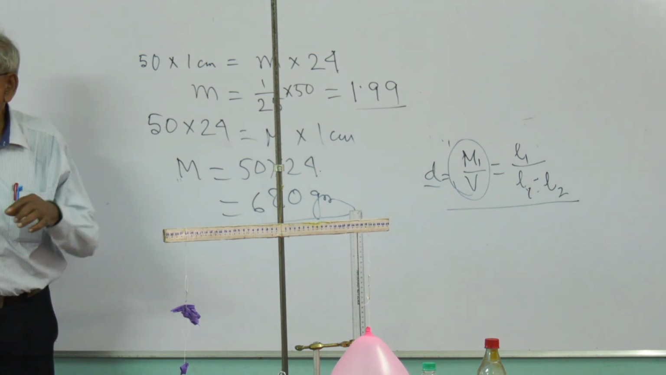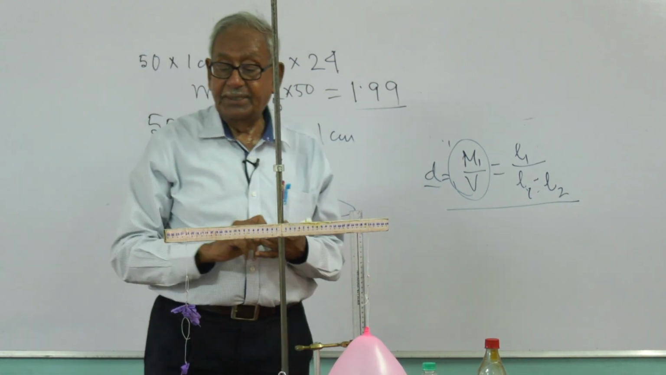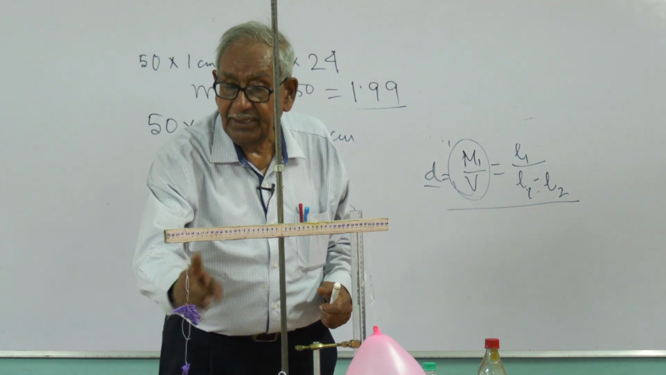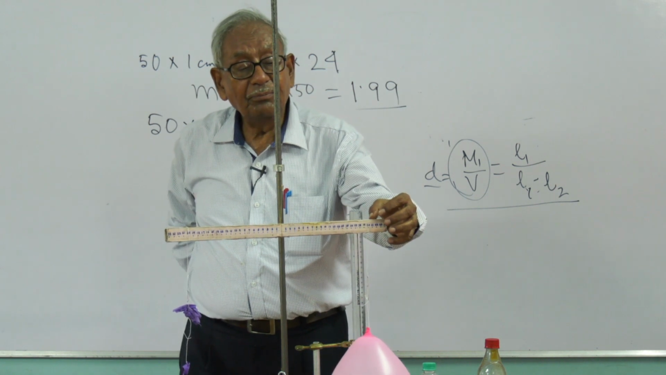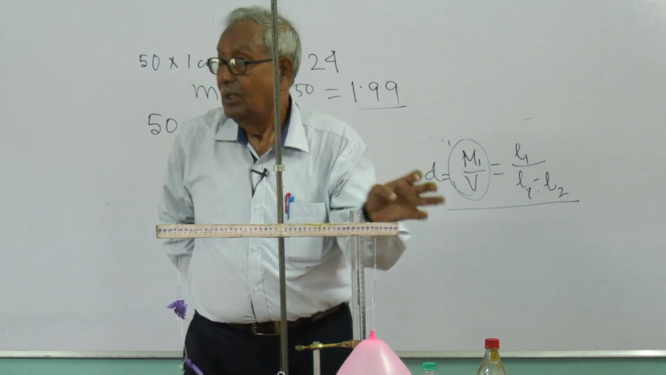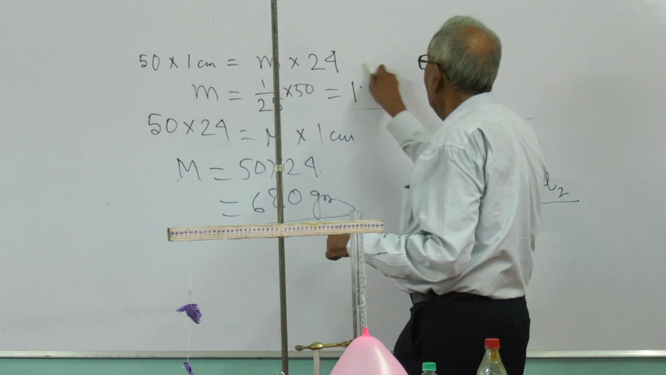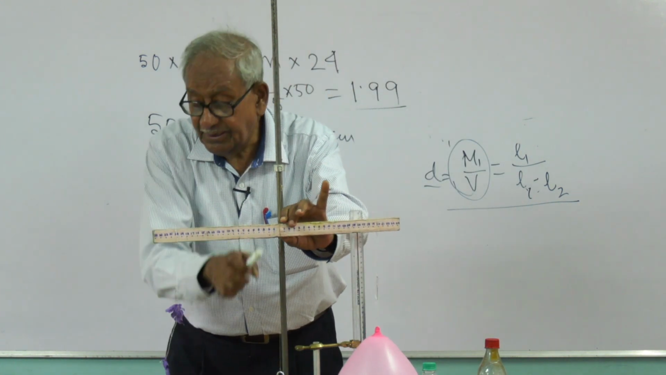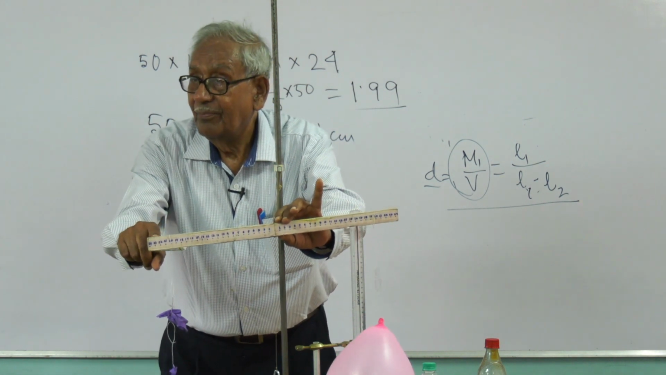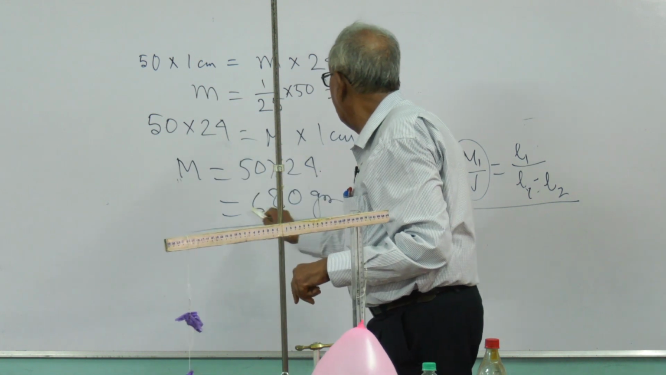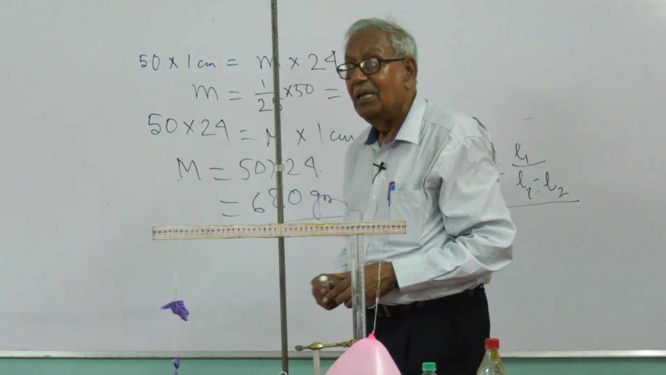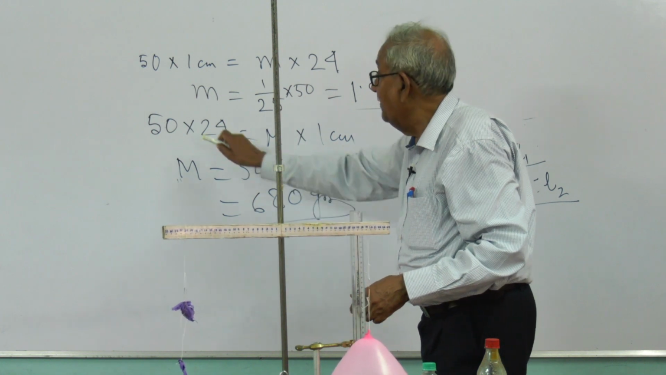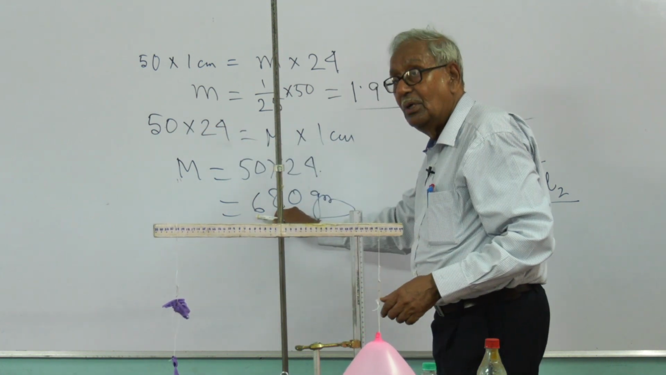Can you follow it? Let me repeat it again. We have taken a single 50 gram. I have hung it on your left hand side, this side, and put it at 1 centimeter. And some weight I want to put at 24. So this calculation gives you that the weight should be near 2 gram. Next, what I have done, I put some weight at 1 centimeter and this 50 gram at 24. So now 50 gram is at 24, so M has become 680 gram, that means more than half a kg. Then how much can you measure? From 2 gram to 680. If it is 100 gram, then 4 gram to 680.